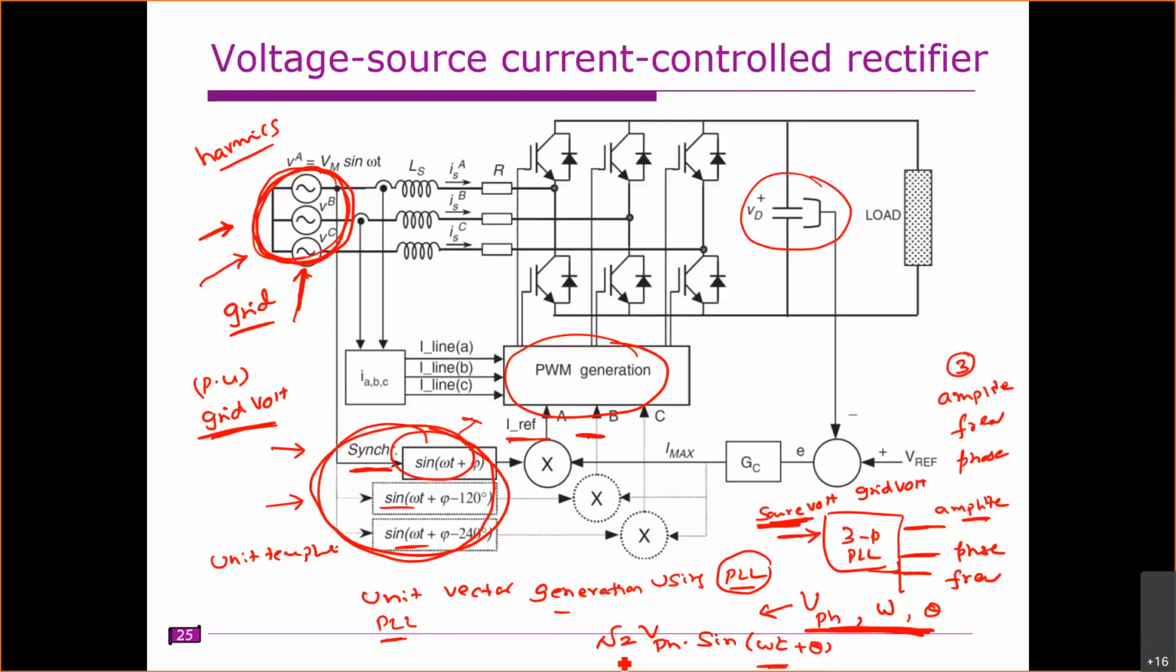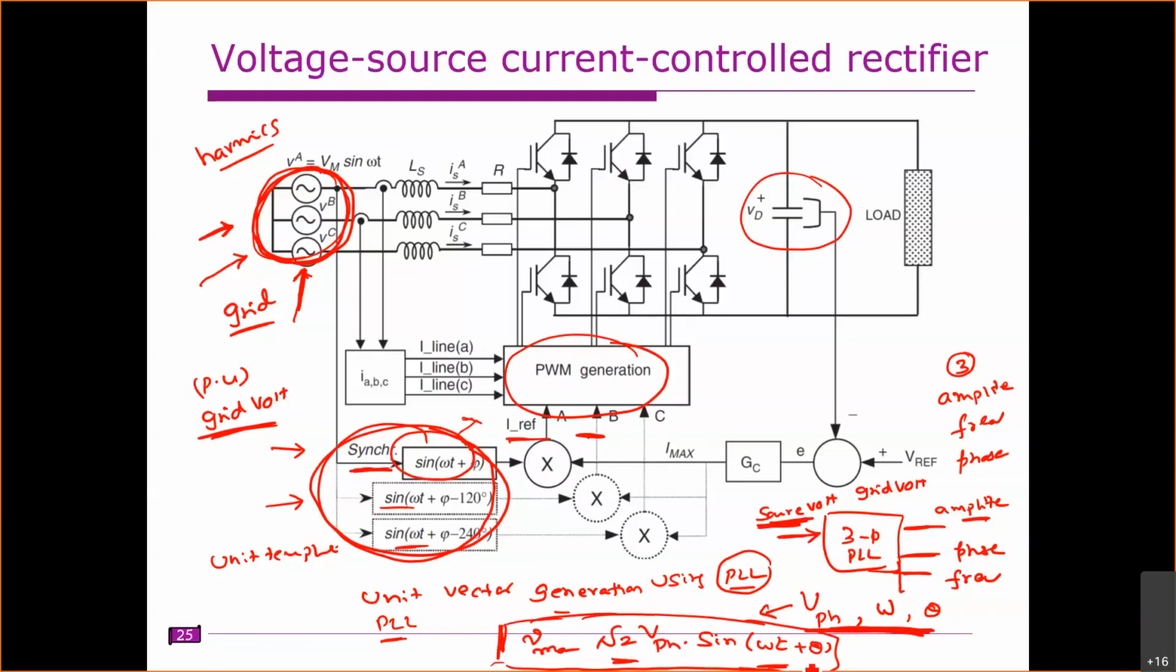So you can reconstruct this root 3, this will be the modulating signal for A phase. Similarly, we can construct the modulating signal for B phase and C phase. The advantage here is, if the source voltage or the grid voltage is distorted, some of those distortions can be eliminated, right?